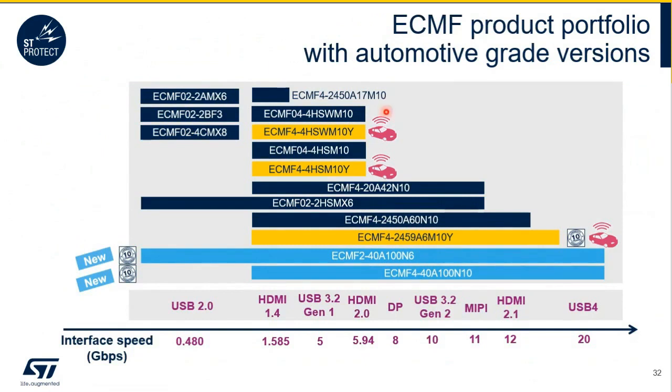Well, to conclude on our ECMF product portfolio overview, you can see here the whole product portfolio with a product dedicated for consumer and industrial market in blue, and the three products in yellow dedicated for automotive, with different trade-off between common mode rejection and bandwidth. And these devices are automotive graded and with a specific package for automotive with wettable flank.